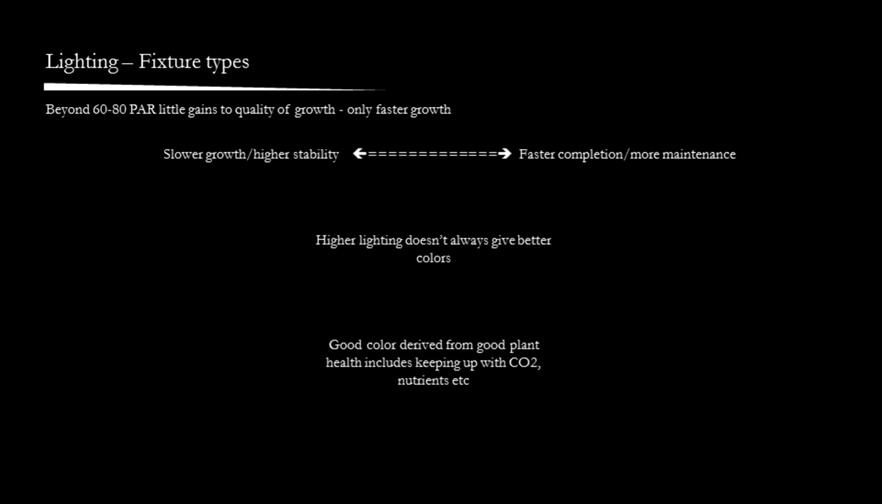Next, high lighting alone doesn't always give better colors. So for example, it doesn't always make red plants redder. The other factors have to be in place as well, such as your fertilization as well as good CO2 levels. And of course, if you want to display red plants, you need a light that has a good amount of red in the spectrum to reflect the colors of the plants.